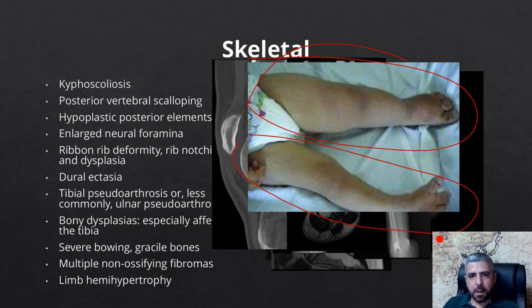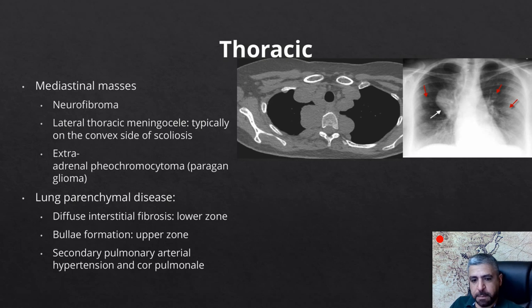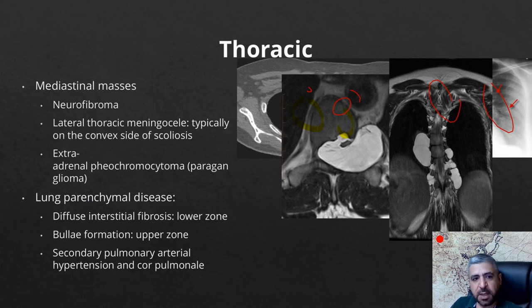Okay, so what other manifestations do we see commonly in neurofibromatosis type 1? We have thoracic manifestations. Thoracic manifestations include mediastinal masses, which are basically neurofibromas that arise from the mediastinum, as you can see here, and there are multiple mediastinal masses in the chest. And lateral thoracic meningoceles. Lateral thoracic meningoceles are typically on the convex side of scoliosis. When you see scoliosis, on the convex side you see meningoceles bulging into the thorax from the lateral aspect. So they are lateral thoracic meningoceles, okay?